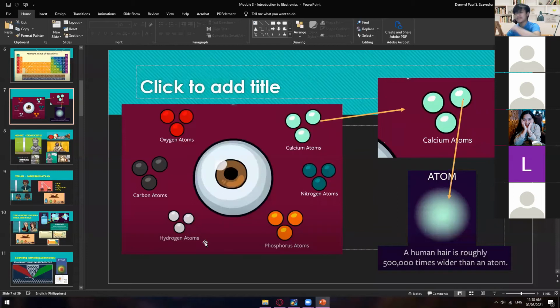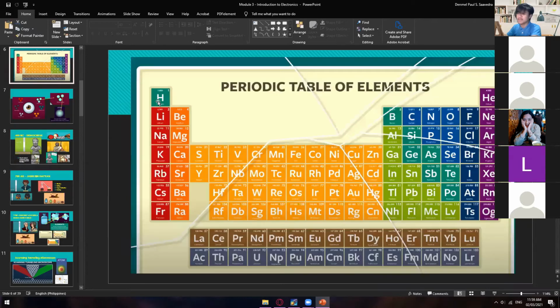So all of our elements contain an atom, wherein it is the smallest part that composes that single element. Like for example, this hydrogen is maybe composed of 500,000 atoms. This helium is composed maybe of 400,000 atoms, and so on and so forth. So all of them have their own individual atoms, like an indivisible element.